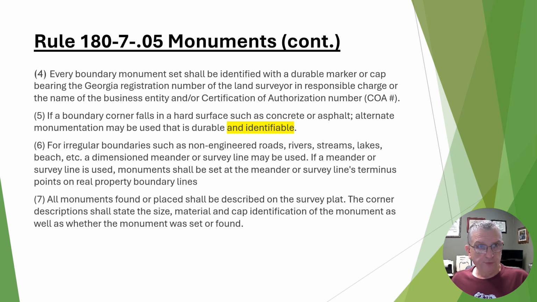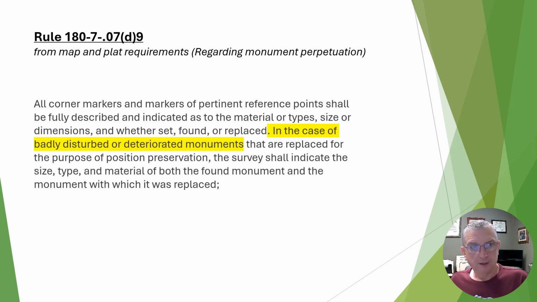So on that note, I'm going to skip over to a relevant portion of another rule, 180-7-.07(D)(9). This is from the map and plat requirements. This is regarding monument perpetuation. So let's read this rule.